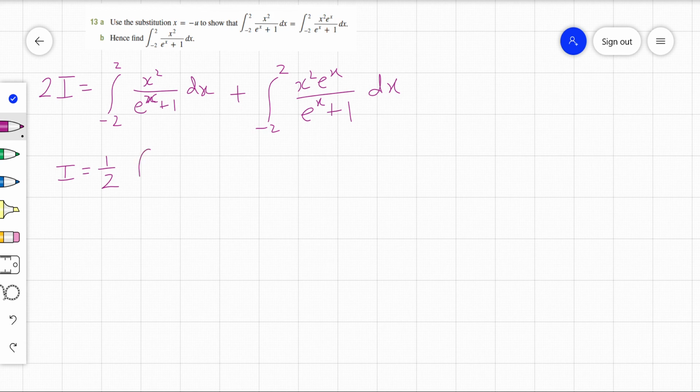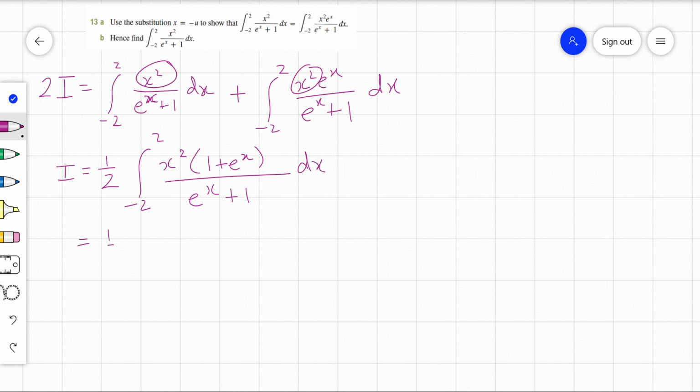So half outside. Now they're both from minus 2 to 2, so now I'm going to put them together. And you can see they've both also got an x squared term, so I'm going to factorize by that x squared term. So there's 1 plus e to the x, and on the bottom they're both e to the x plus 1. Now you can see why these 2 things will cancel.